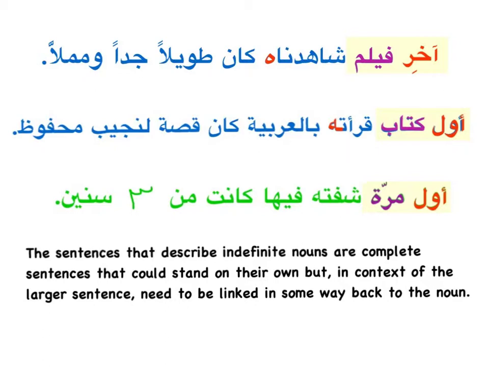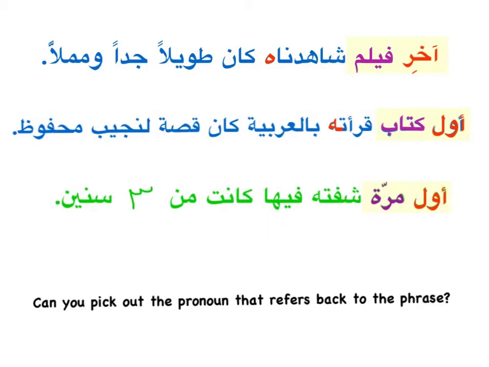Same for قرأته بالعربية كان قصة لنجيب محفوظ. So this describes the book, and it's a complete sentence that can stand by itself, but in a bigger context needs to be linked to whatever it's describing. Same for عامية. أول مرة شفته فيها كانت منذ 3 سنوات. So I'm describing the first time I've seen him, and it was 3 years ago. شفته فيها. Since it's مرة, فيها relates to مرة.